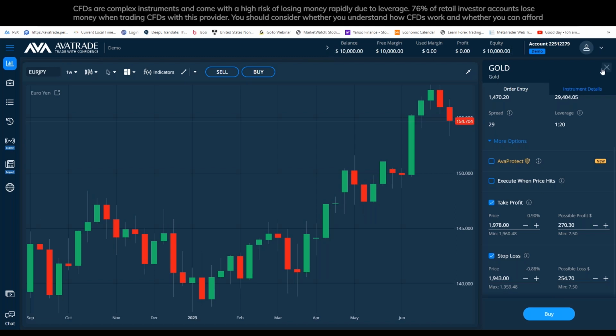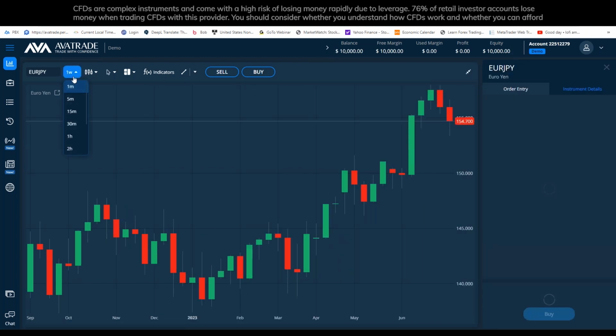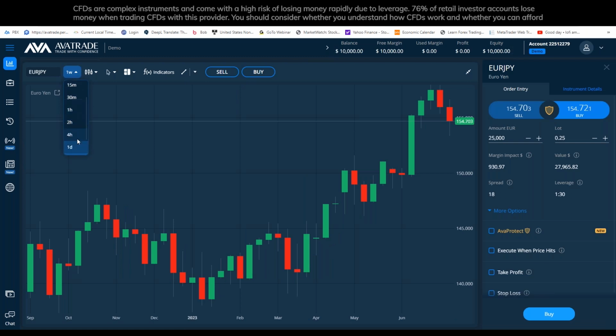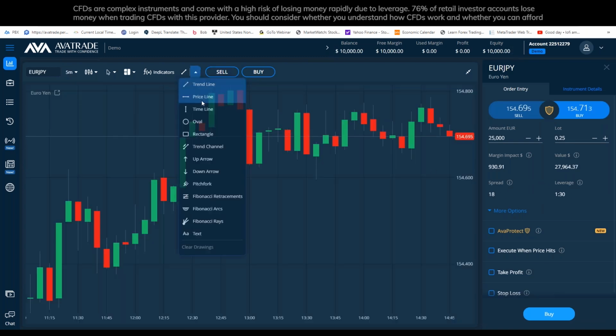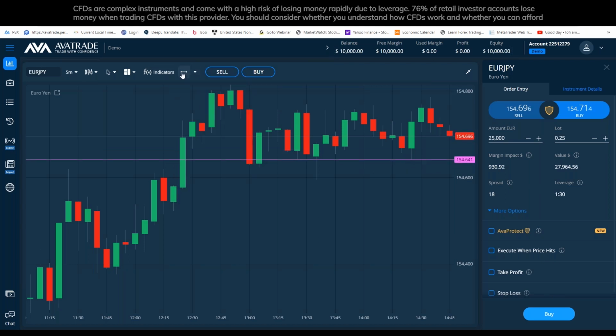So what I'm going to do is switch. See right here, I have the time frames. I switch to 5 minute candles. And we have a lovely consolidation area here. Beautiful, beautiful consolidation area. As you can see, around 154.74 to 154.64. This is the 5 minute candle.